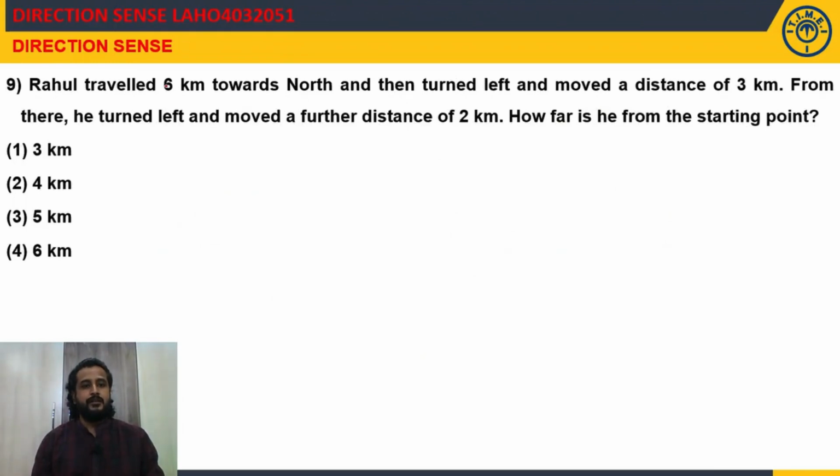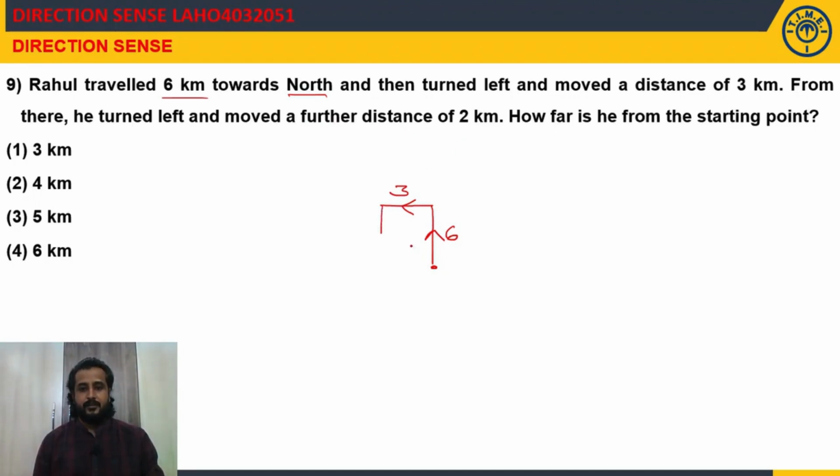Rahul traveled 6 kilometers towards north. Let's say this is a point. 6 kilometers towards north, and then turn left. While moving north, the left hand side is west. West, how many? 3 kilometers. From there, he again turned left. So while moving west, the left hand side is south, and moved a further distance of 2 kilometers only.